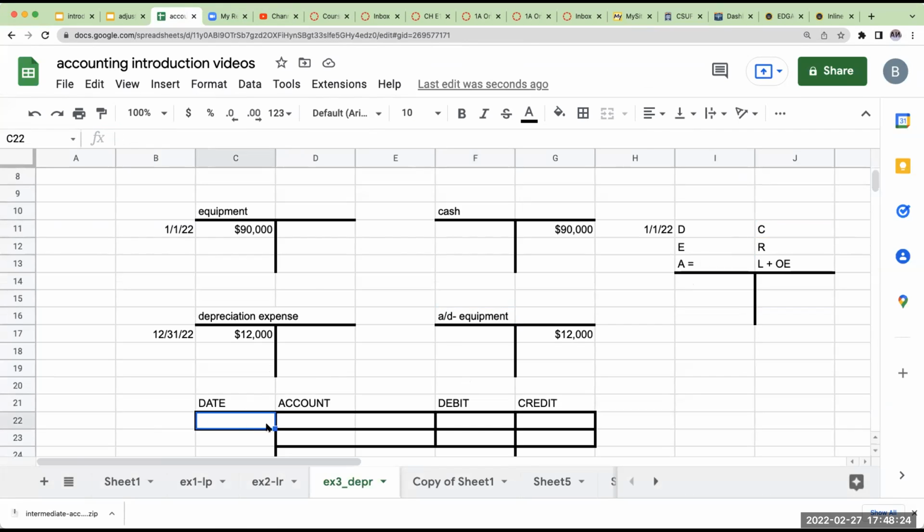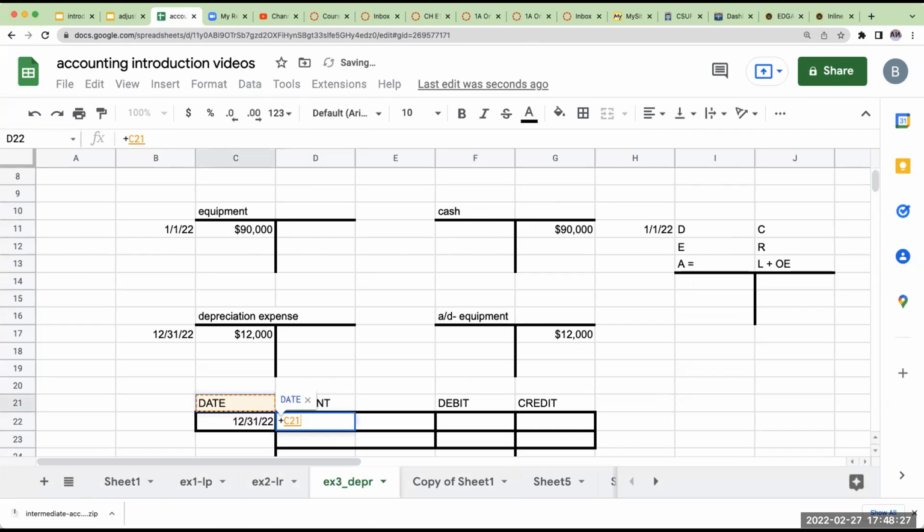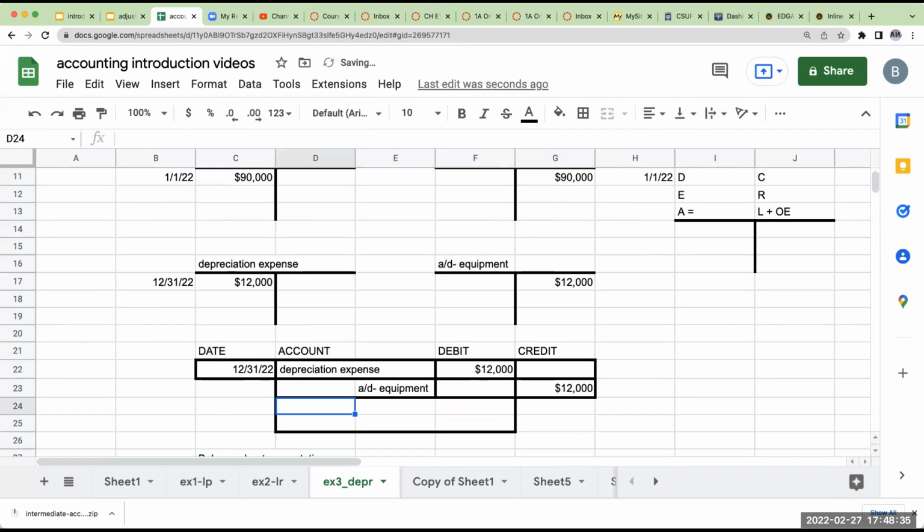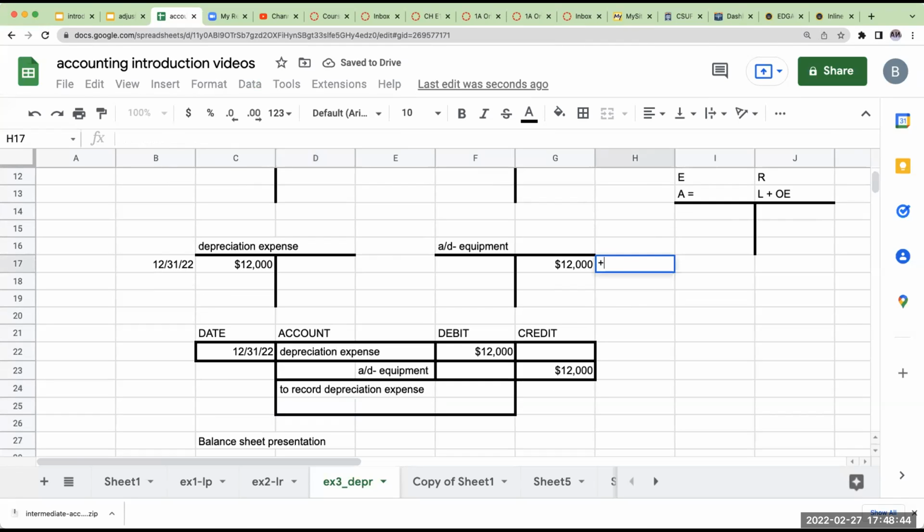Now, on 12/31/22, I'm going to debit depreciation expense and credit accumulated depreciation on equipment. And my description is going to be to record depreciation expense. Okay, so I've recorded the depreciation expense. That's my adjusting journal entry. I've now shown the use of that equipment. Remember, depreciation expense is going to get closed out to retained earnings. The depreciation expense hangs around. We're going to accumulate the depreciation year over year in it.